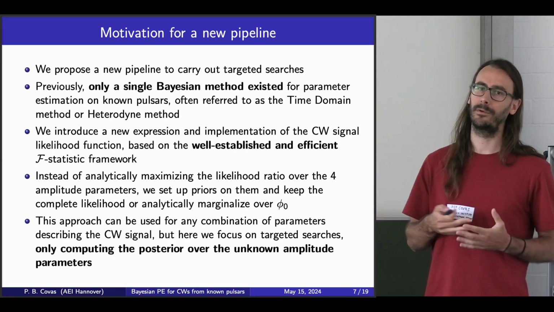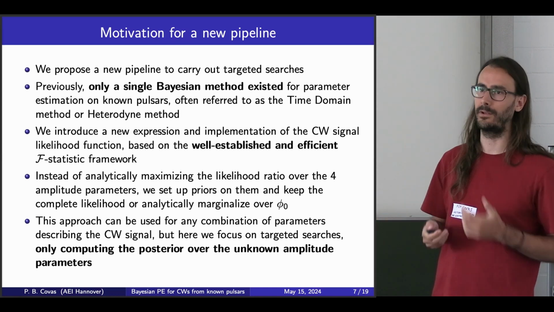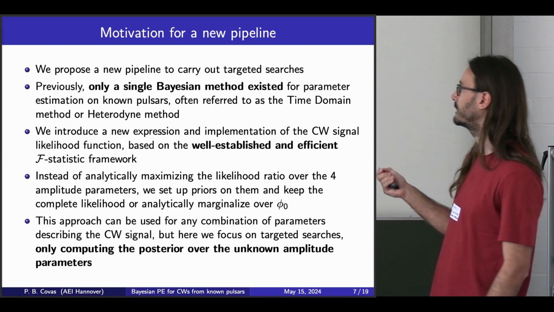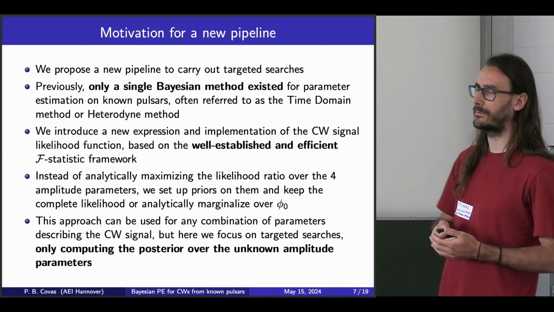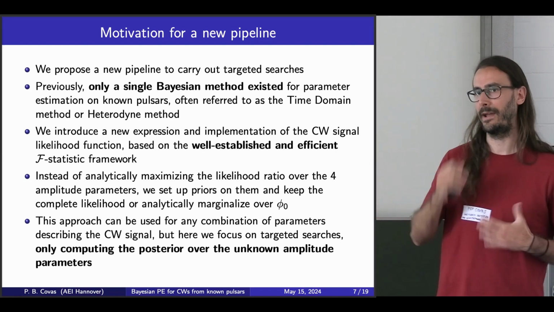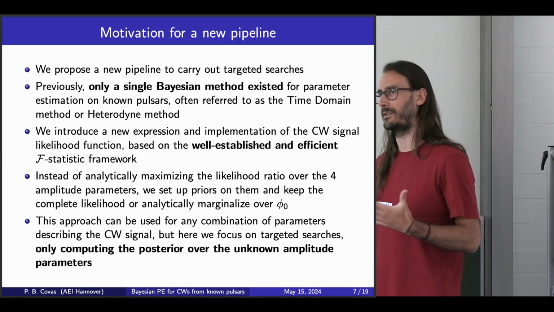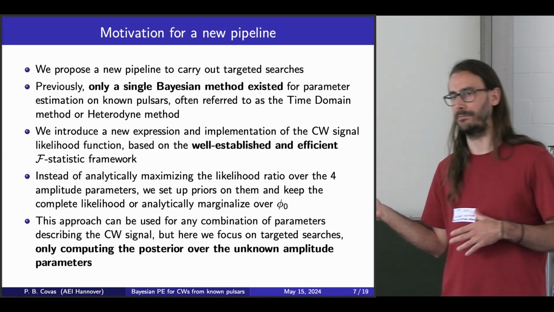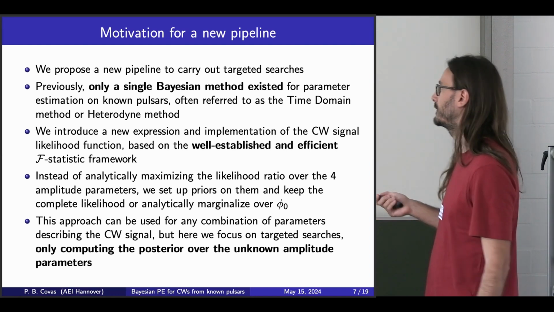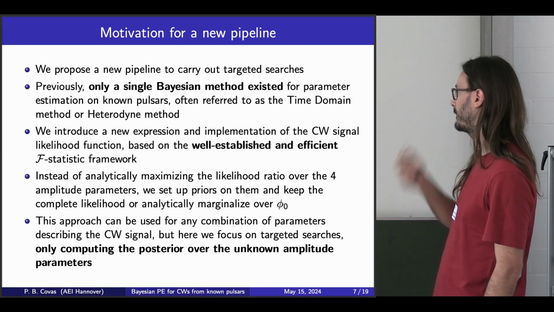So previously, before this new paper, only a single Bayesian pipeline existed, called the time domain method. And I think it's important to have more than one pipeline to be able to carry out the same type of searches, because they have different advantages and disadvantages.